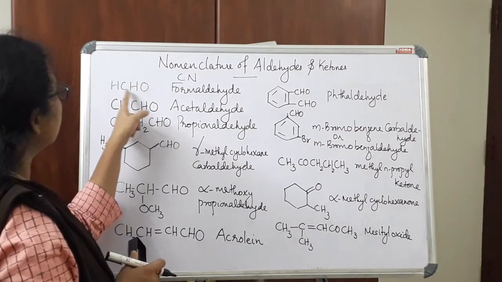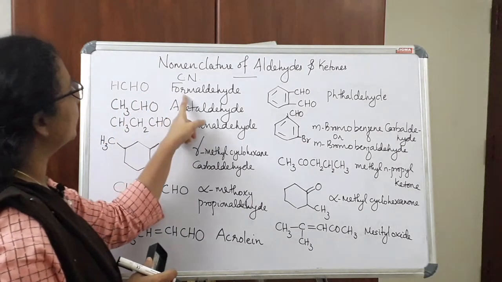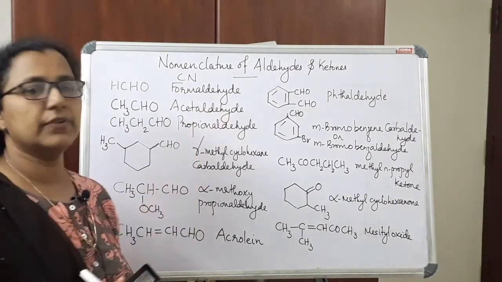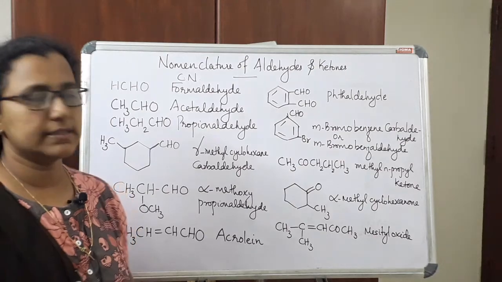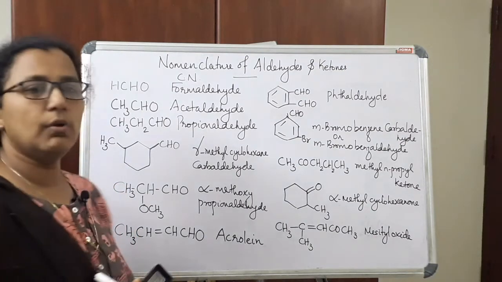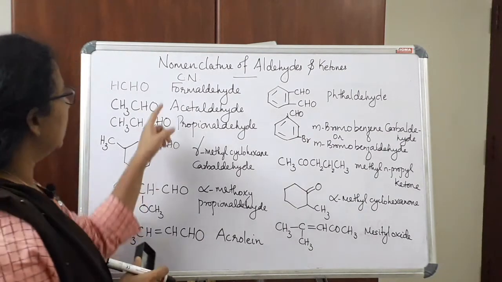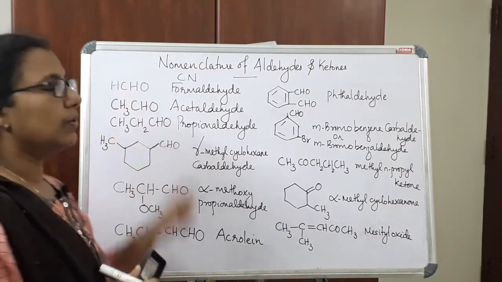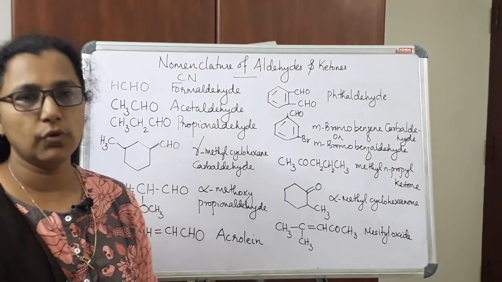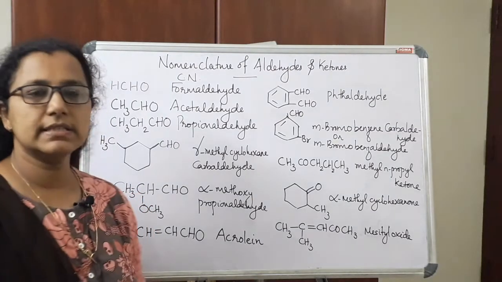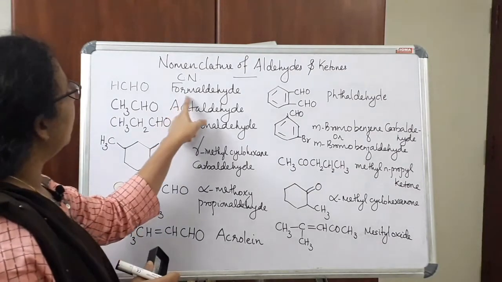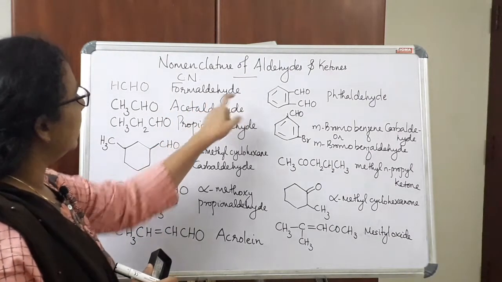The first one is HCHO. HCHO is formaldehyde. Actually, the name formaldehyde comes from the corresponding acid. Since there is only one carbon atom, the corresponding carboxylic acid is formic acid, and the -ic of the acid is replaced by aldehyde. So the name formaldehyde comes.